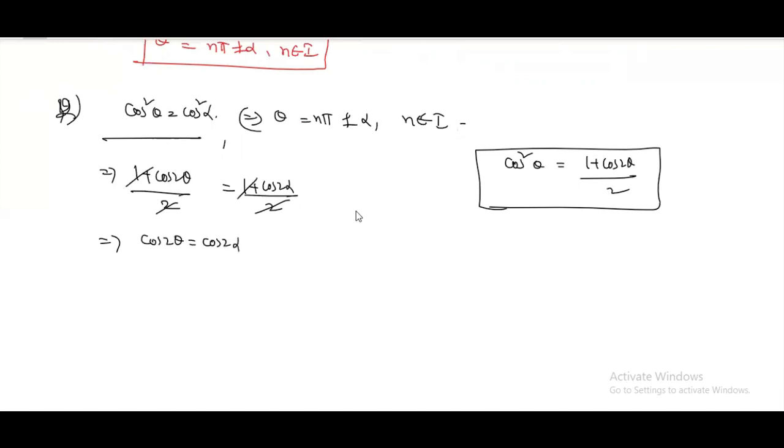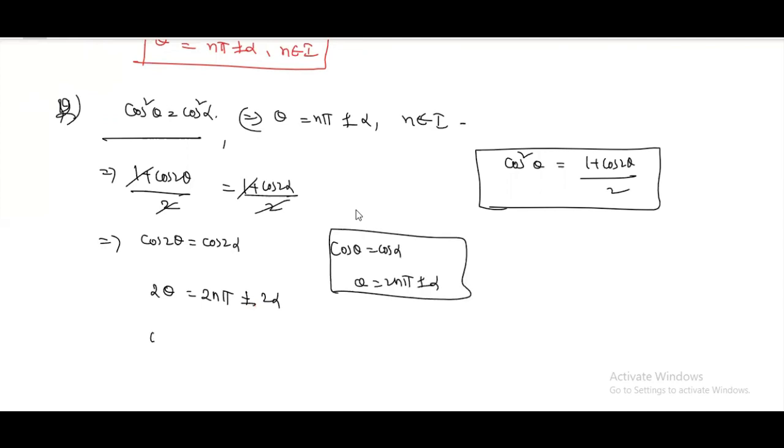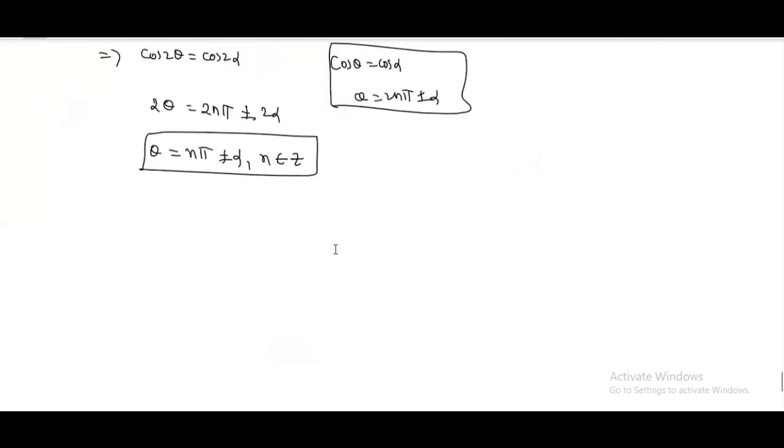So again, we can write the general solution as 2 theta is equal to 2n pi plus or minus 2 alpha, because if cos theta is equal to cos alpha, theta is equal to 2n pi plus or minus alpha. So this is the general solution. So from here we'll get theta is equal to n pi plus or minus alpha, where n belongs to Z, so integers. This is the second one. So let's see the third one.